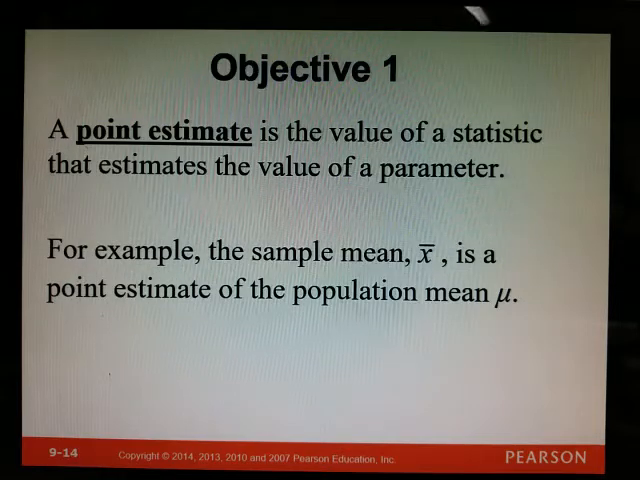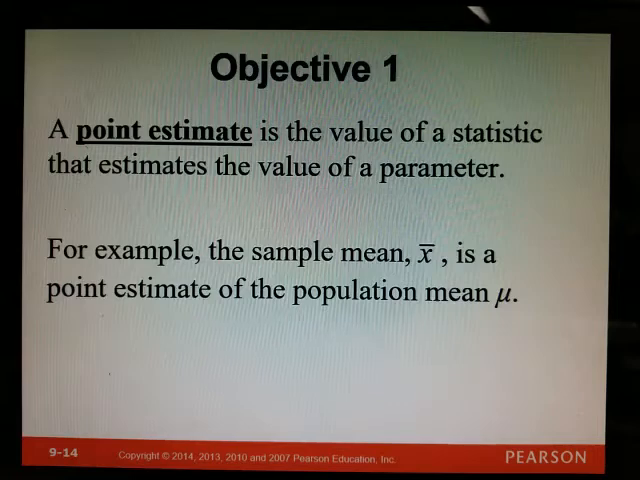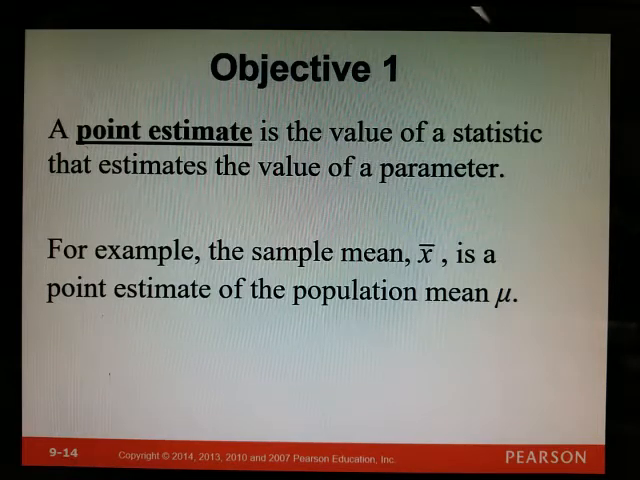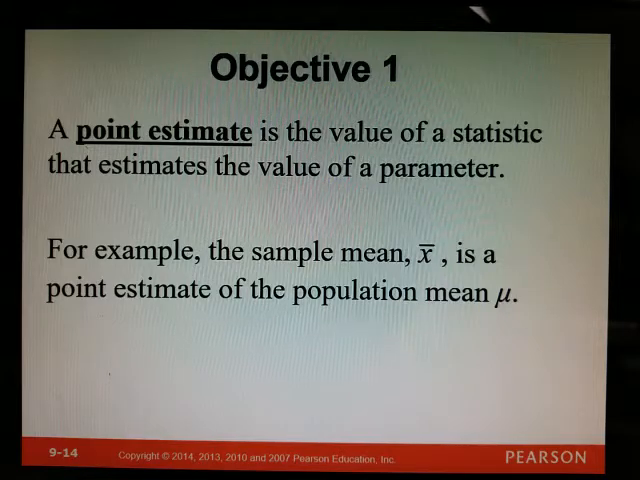All right, so the point estimate, again, gives you the value. It's a statistic estimate for the value of the parameter. Remember, a statistic is about a sample and a parameter is about the population. So the point estimate is a statistic, which means it's coming from a sample, and we're using it to estimate, in this case, the mean of the population.